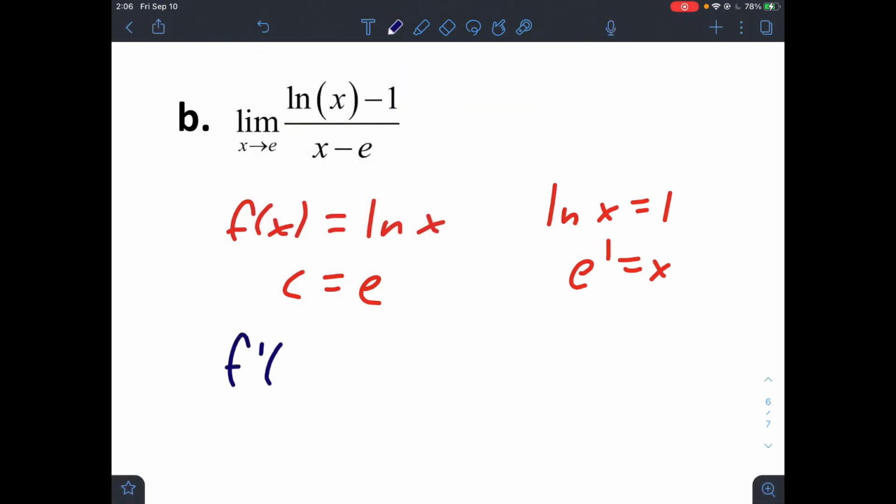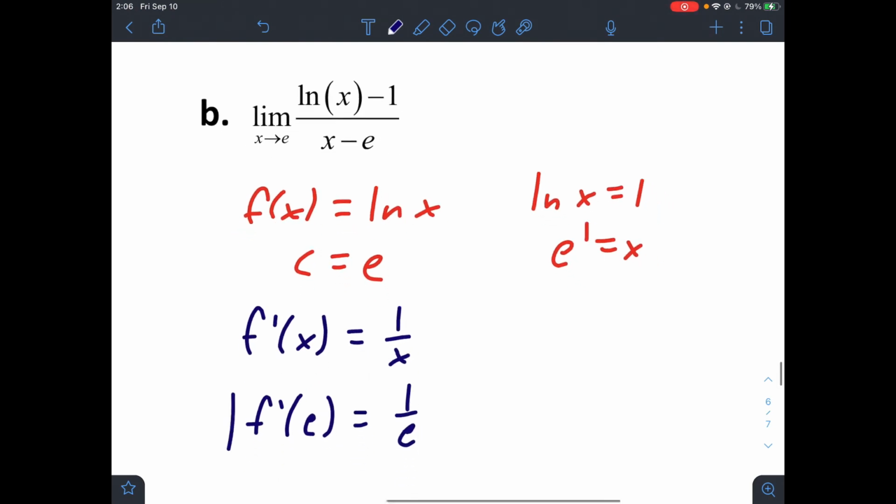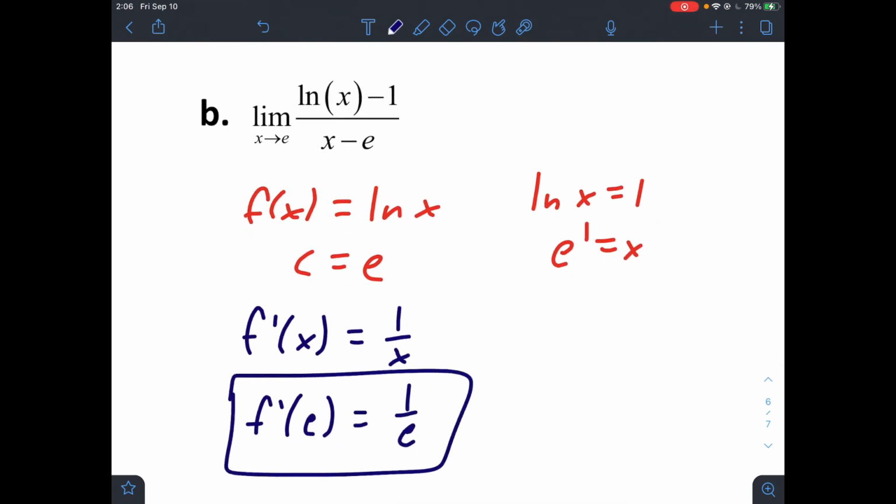So taking our derivative, we get 1 over x. And f prime of e would be 1 over e. And that's the best we can do without a calculator. 1 over e would be our answer to this limit.